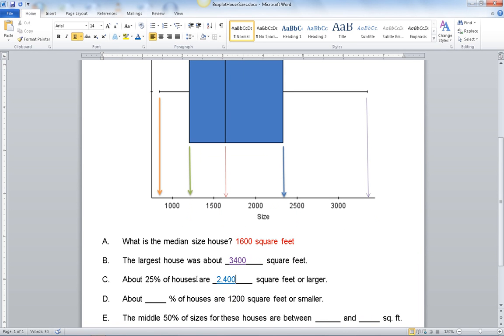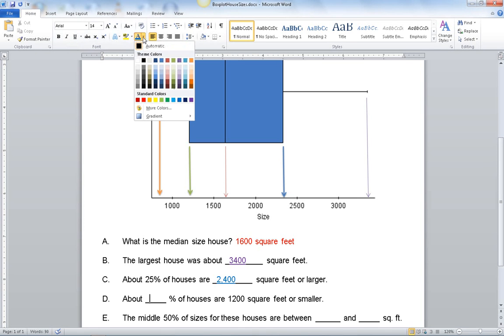Next, you're asked to identify the percent. So about what percent of houses are 1,200 square feet or smaller? Well, where is 1,200? It's about right here. So that's about the left edge of the box. So 1/4 or 25% of the houses would be smaller than 1,200 square feet.